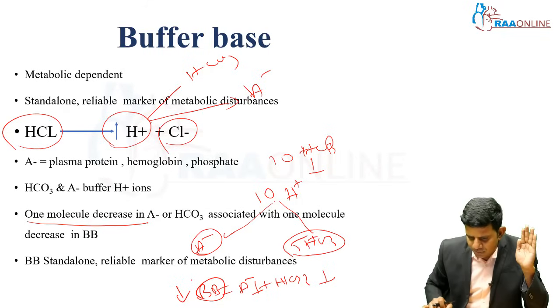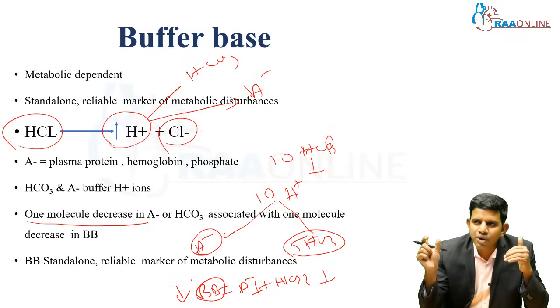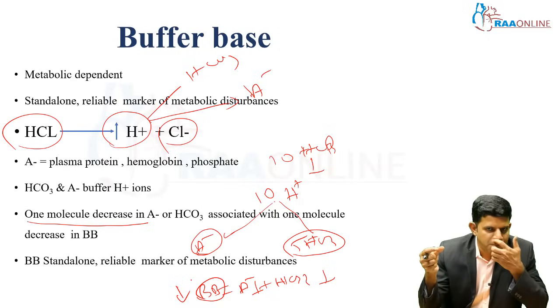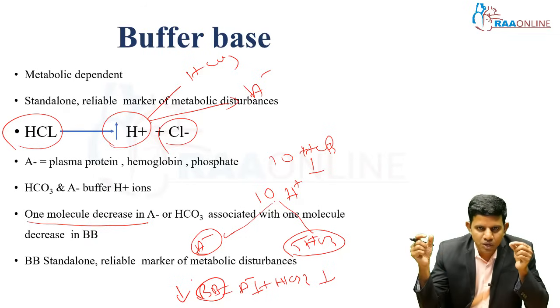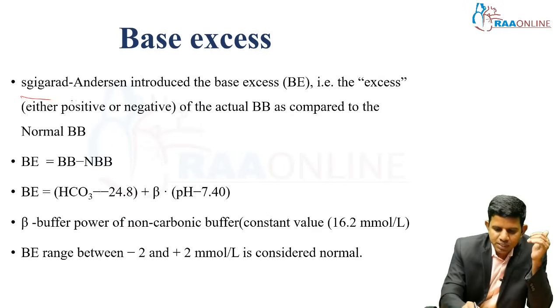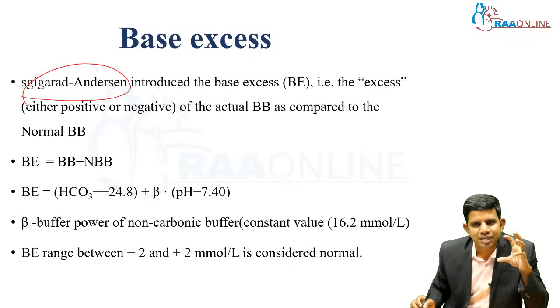Okay, this method also has some limitations because it gives an idea about the metabolic disturbances, but we cannot quantify. For example, a base excess of minus 5 means there are 5 millimoles of acid extra in the blood. The buffer base cannot quantify metabolic acid base disturbances like base excess. To overcome that, the Copenhagen group, Siggaard-Andersen and others, introduced something called base excess.